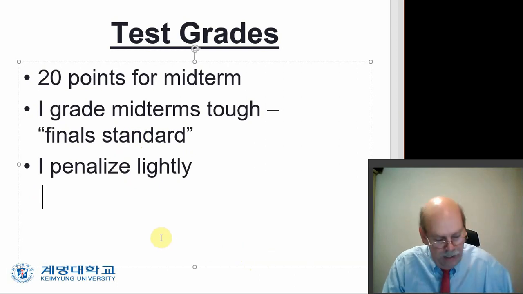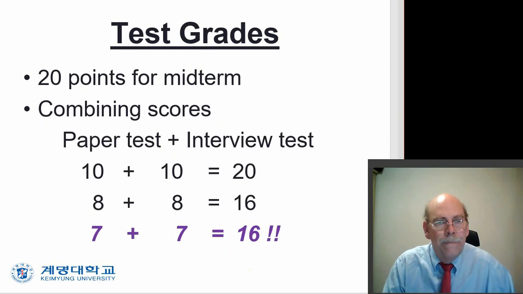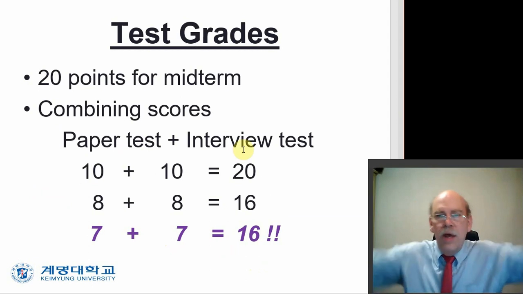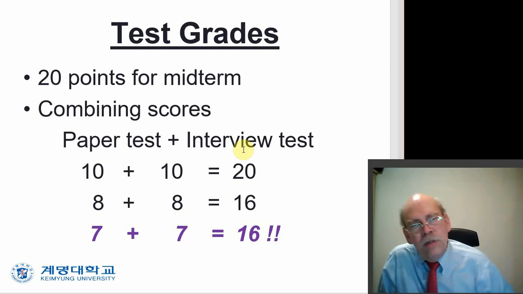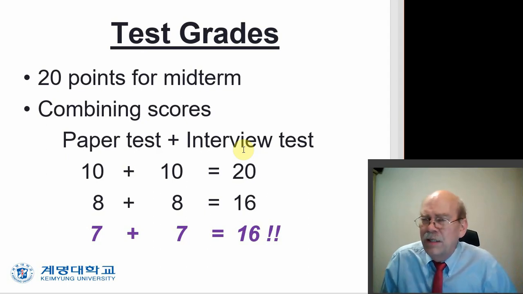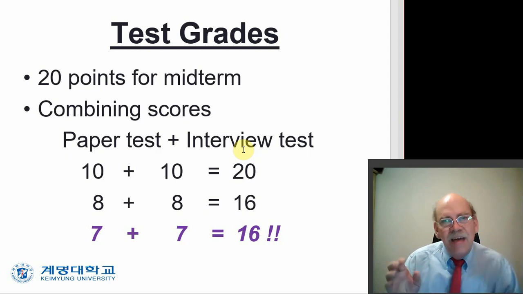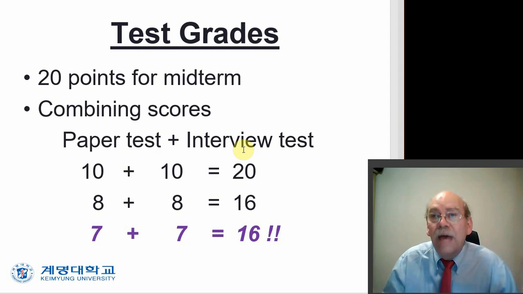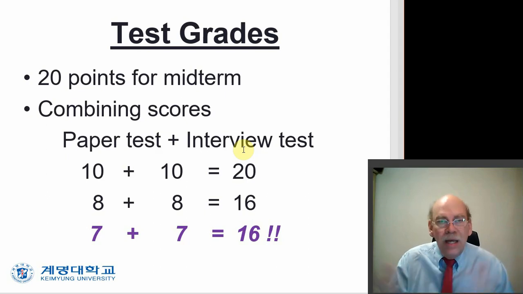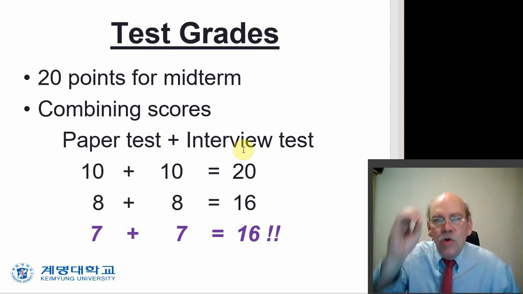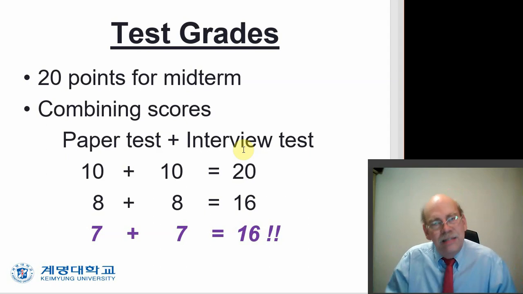I penalize lightly. What does that mean? If you got an A and an A, which came up to 10 points, 10 plus 10 is 20. Hooray! If you got 8 points on one test and 8 points on the other test, it makes 16. 16 is minus 4. That means you could have 96 out of 100. You're still A plus. If you got 7 and 7, you got the lowest scores, you still have 16 points. Nobody dies in my class because of a bad midterm. Nobody dies. If you take the test, if you tried, even if you got a 0 for scoring, you got 16 points.